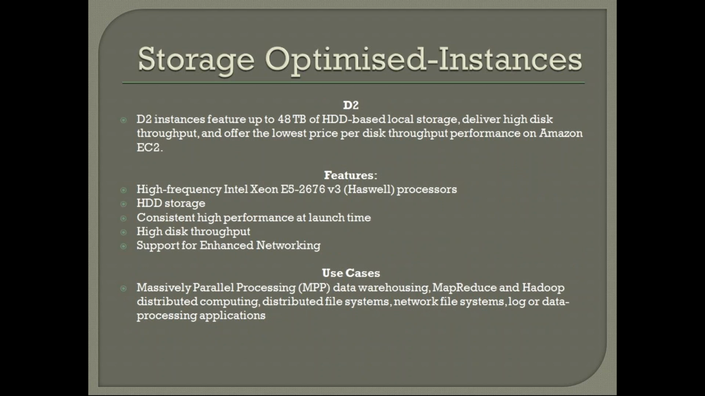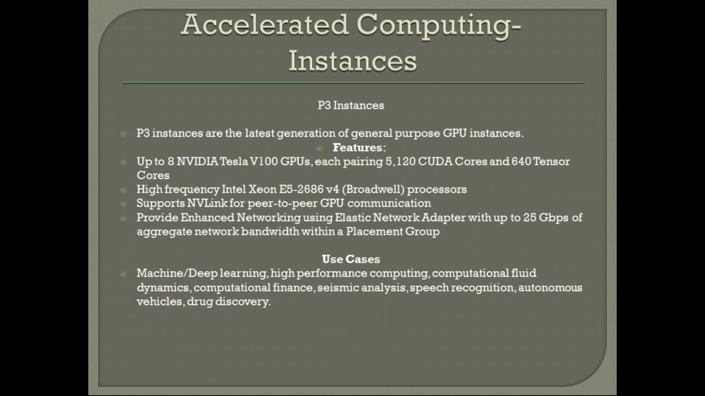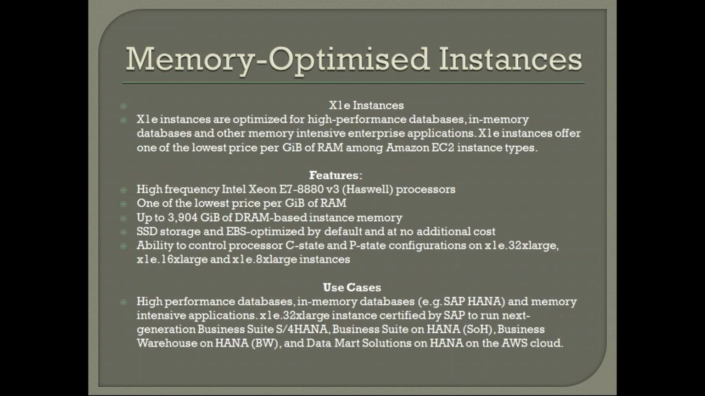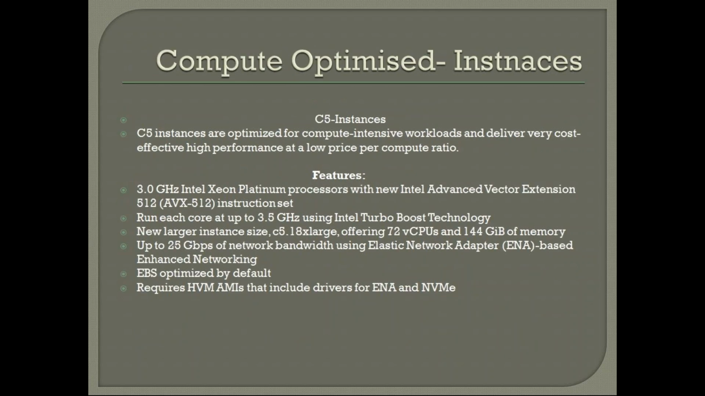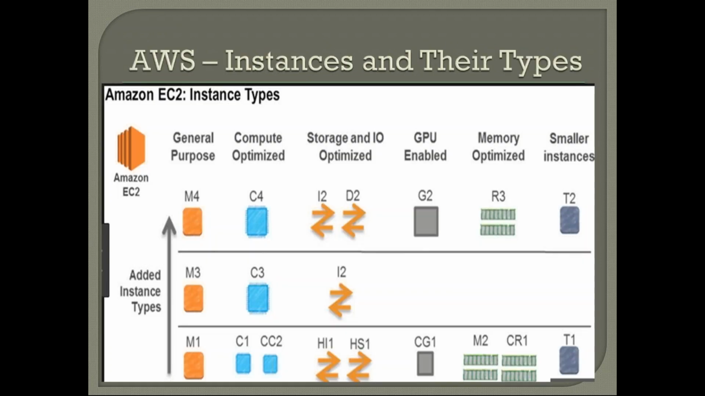So in storage optimized, you are giving more importance to storage such as hard disks or SSD solid state devices. For accelerated computing, you are giving more importance to GPUs, the graphics processors. If we go to memory optimized, you are giving more importance to the number of GB of RAM used inside the instance. And if you are thinking of compute optimized, you are giving more CPU cores to that instance. These are the different instance types currently available in the market.